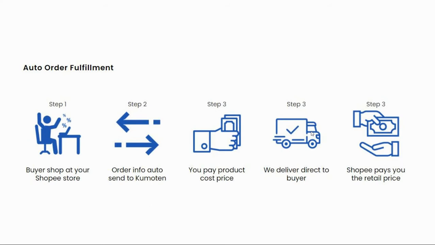So here is the auto order fulfillment on Kumoten. Step one, the buyer shops at your Shopee store. Step two will be order info automatically sent to your Kumoten account. And then step three, you will have to pay the product cost price, which I will show you later. Then step four, they will deliver directly to your buyer. And then once the transaction is done, Shopee will then pay you your order income.